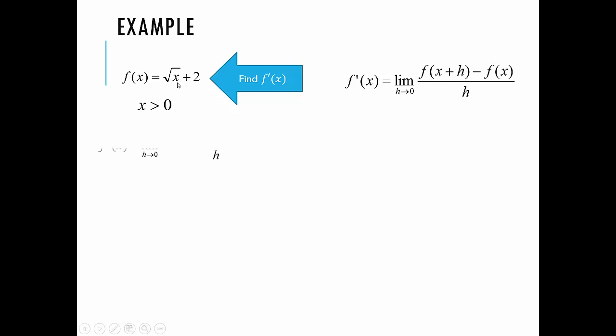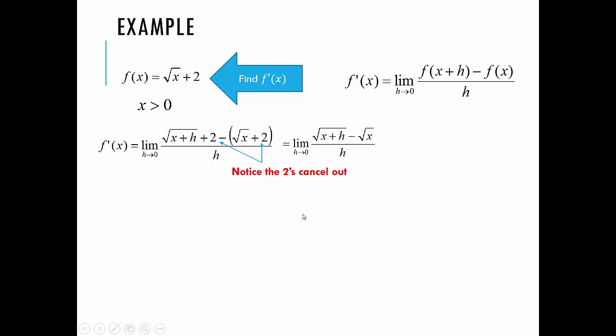So I go back and I say, well, here's my definition. Everywhere I see an x, I plug in x plus h. That's this first piece right here. And then I need my plus 2. Minus, where you see an x, I just plug in x, so that's just my original function. If you notice here so nicely, these 2's, 2 minus 2, are going to cancel. So I end up with this piece.